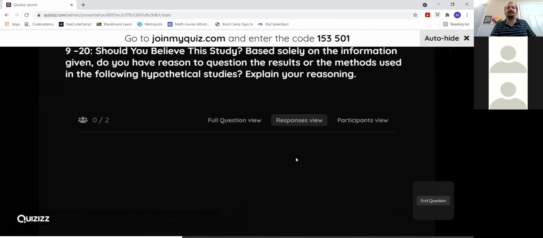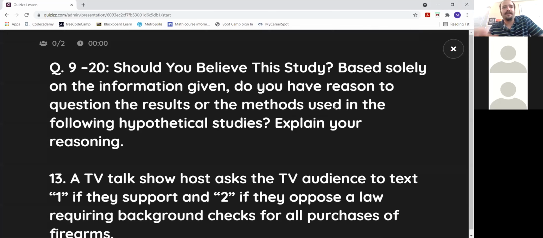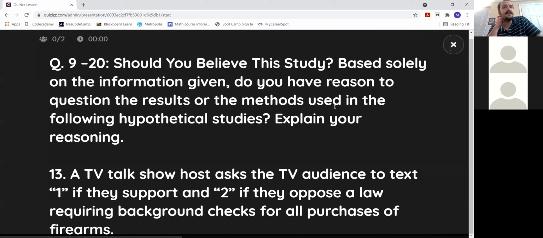Oh, man. Okay. Should you believe the study? A TV talk show host asked the TV audience to text 1 if they support and 2 if they oppose a law requiring background checks for all purchases of firearms. So I feel like there's one that really kind of jumps out. There is another one here that I feel like is also a pretty good answer.